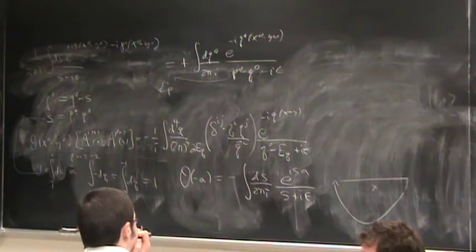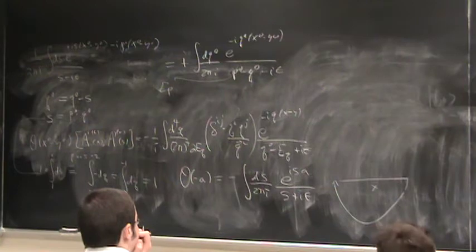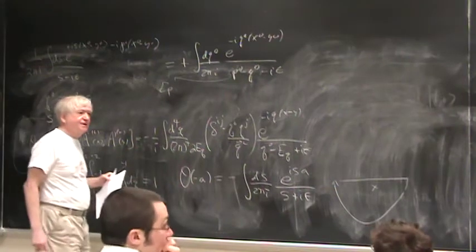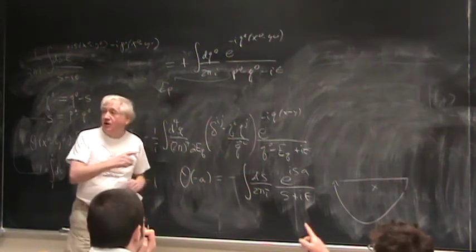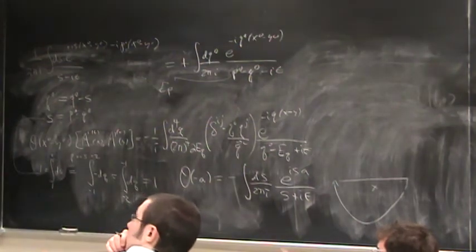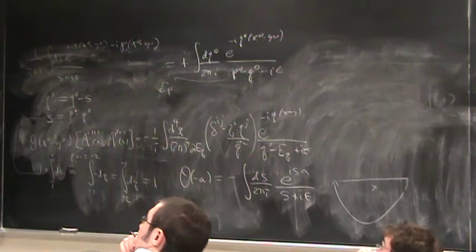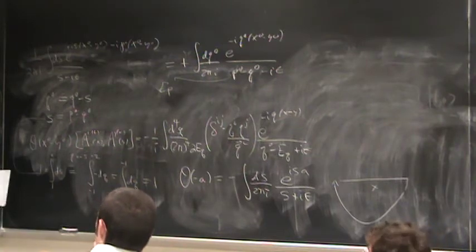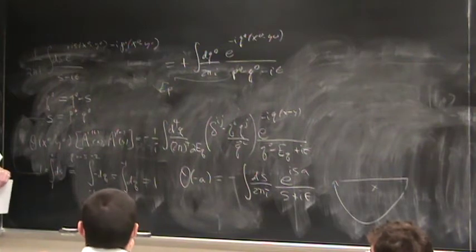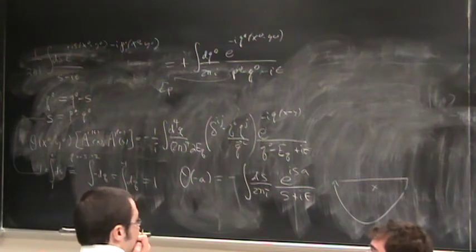So, still no questions? I can't be so clear. Can you just tell me, where did that e to the minus i p0 (x0 minus y0) come from? It comes from here, minus i p0 (x0 minus y0). Remember, we're in the Peskin and Schroeder metric. This is a Minkowski interval.